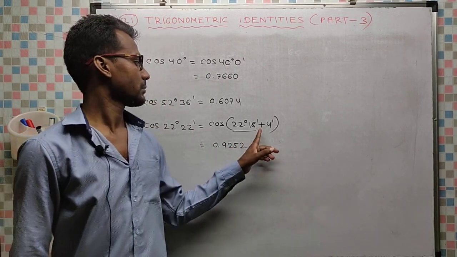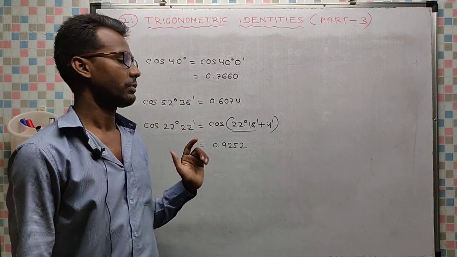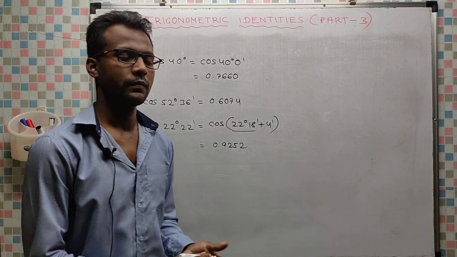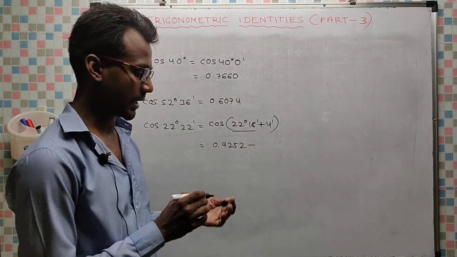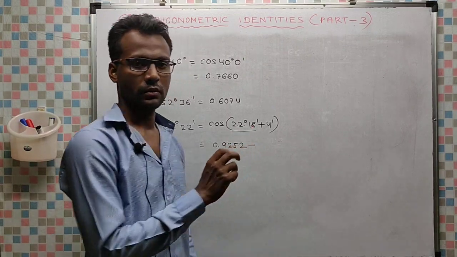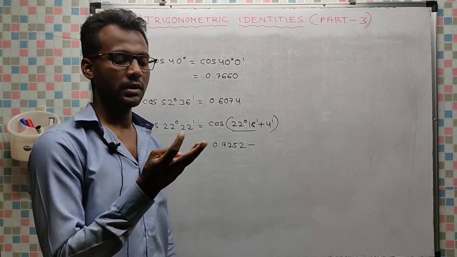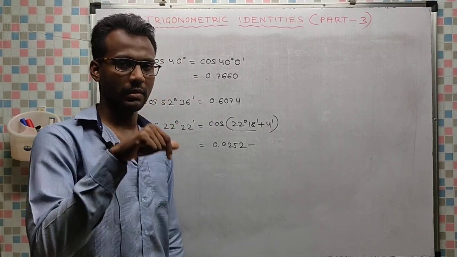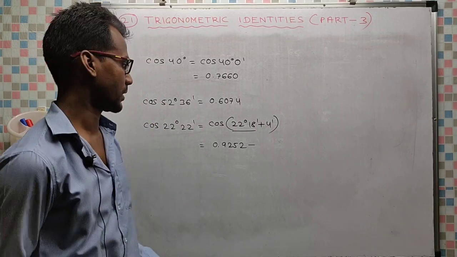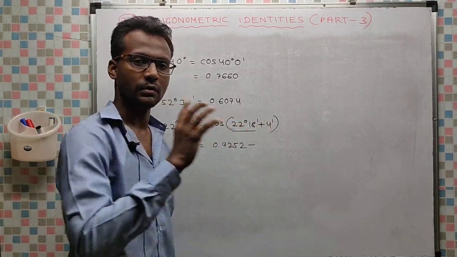Now go for the concept. Plus 4 minutes means the angle is increasing. In cos, when the angle increases, the value decreases. For that reason, here it is minus. For that reason, I have told you not to simply copy the sign. Go by the concept. Sometimes it is plus, sometimes it is minus. Sin and tan then plus; cos then if plus then minus, if minus then plus, opposite.